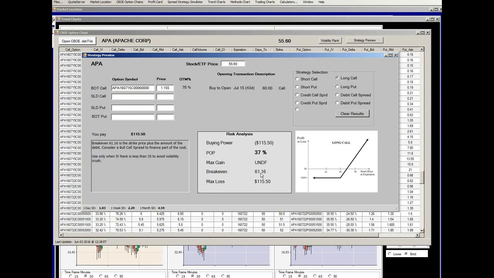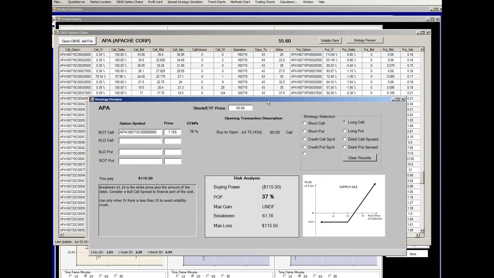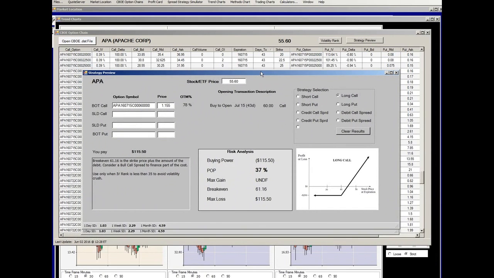which means if Apache went to $61.15 on expiration, you would lose 100% of your money. It has to be above 61.16 to make even 1 penny on the trade. So the spread provides a much lower break even and still a pretty decent profit opportunity.